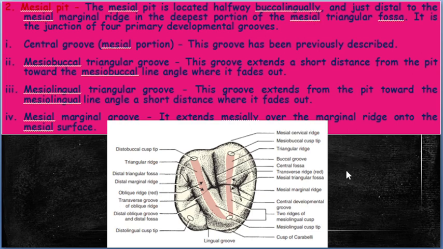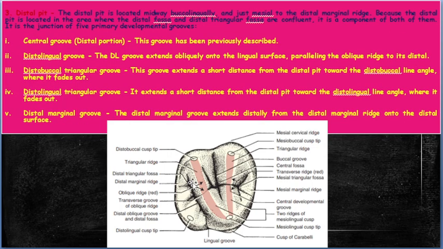And the mesial pit will give rise to a central groove, a buccal groove, and a lingual groove. Since it is present on the mesial side, there will be a mesiobuccal groove and a distobuccal groove. Similarly, the distal pit will give rise to the distobuccal groove. So there will be a central groove coming over here, then a distolingual groove, a distobuccal groove, a distolingual triangular groove, and a distal marginal groove.